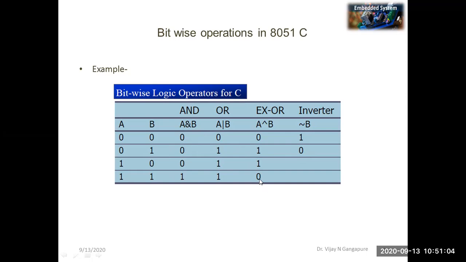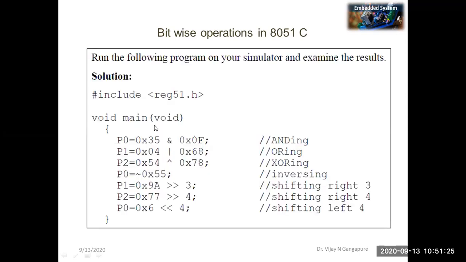Okay, so in this way these bitwise logical operators operate. Here, for example, we have taken A and B as single bits, but A and B could be a number of bits. In that case there will be a bitwise operation on the respective bits in the A and B operands. Now we will take an example to illustrate the use of these bitwise operators in C. Run the following program on your simulator and examine the result.